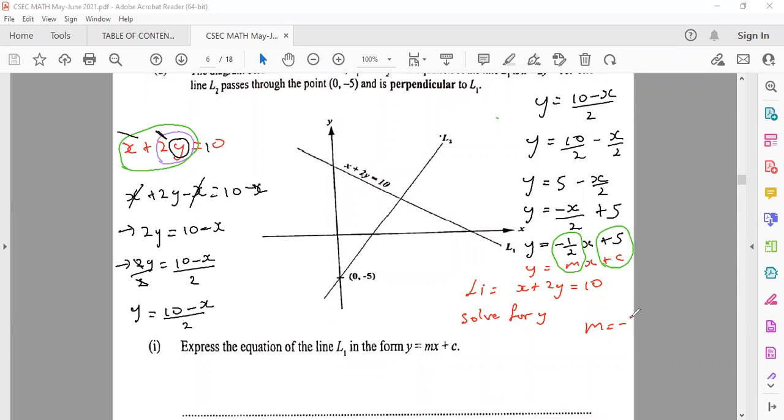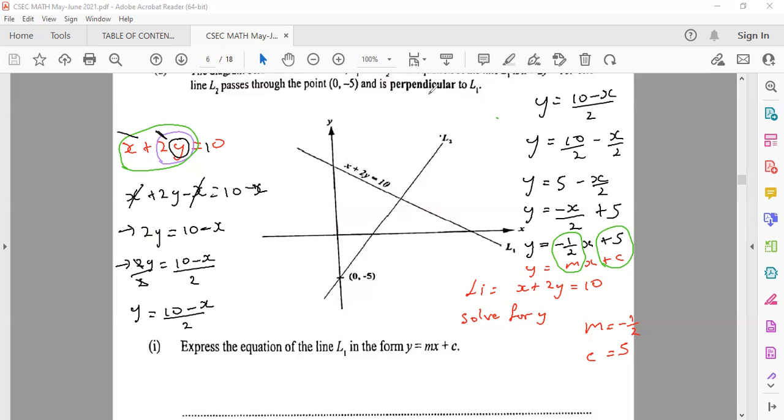Sir, how did you get the negative x to be 1? It's not 1, it's a half, minus a half x. Yes, sir, but could you explain how we got from negative x over 2 plus 5 to negative a half x plus 5?